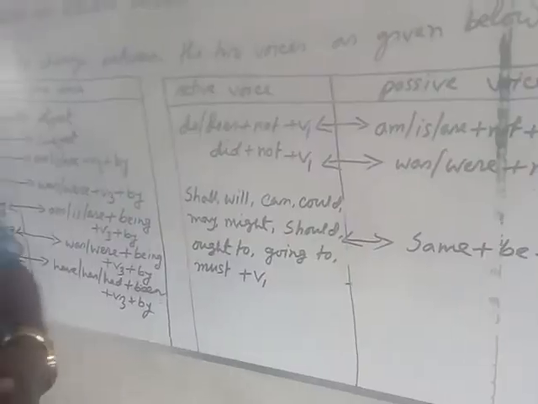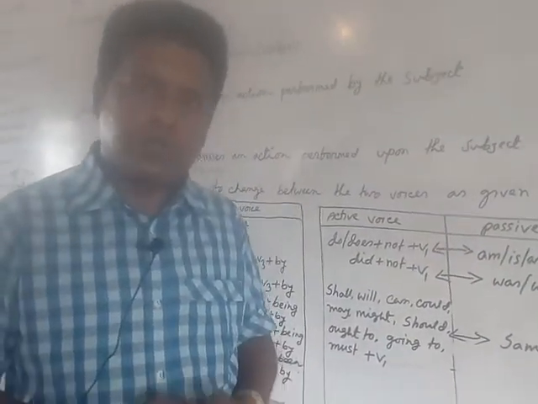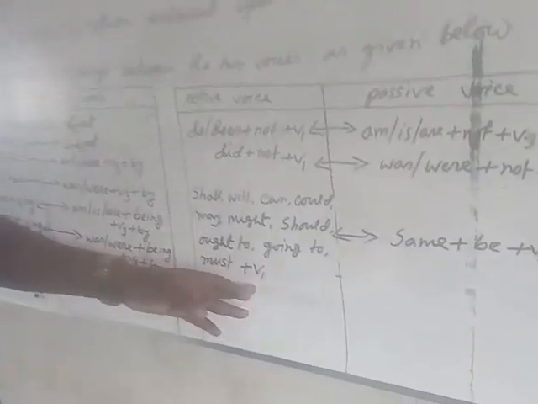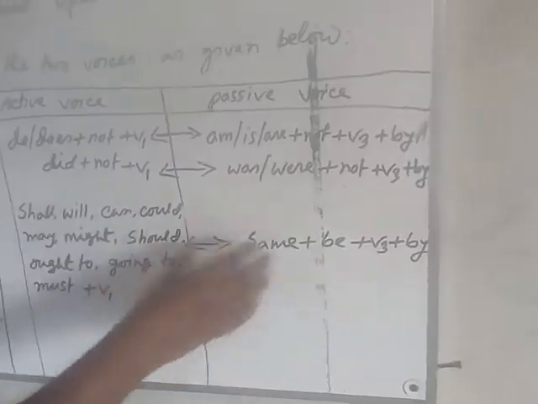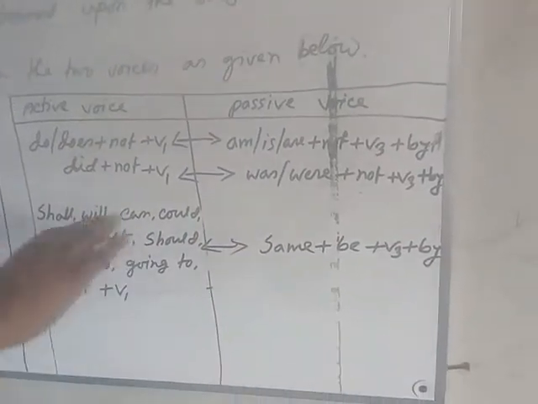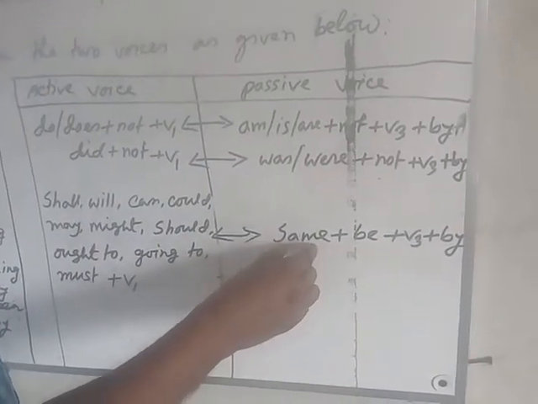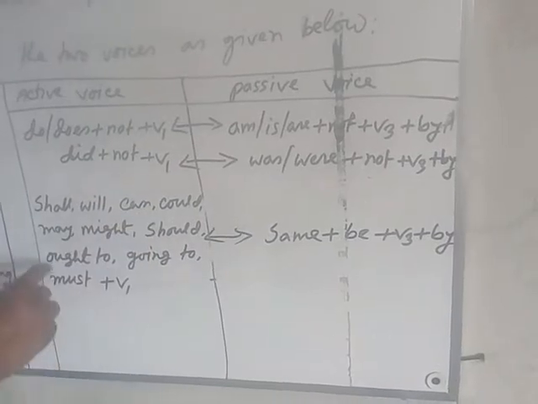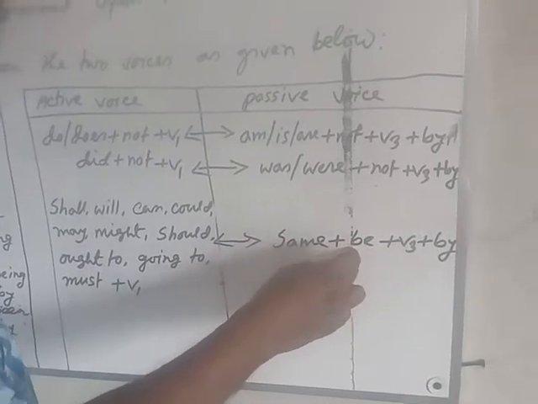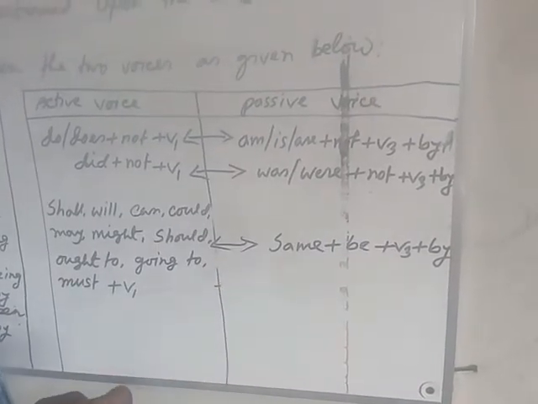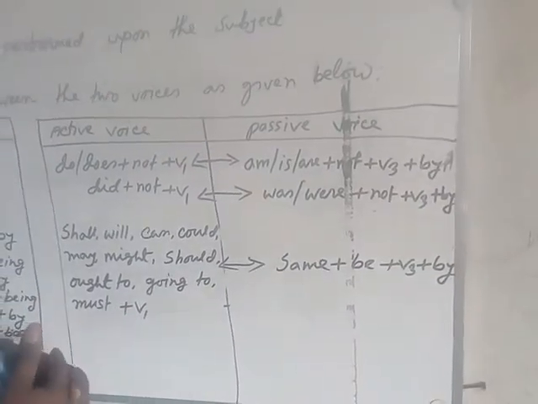And you all know that after a modal auxiliary verb, verb 1 is always put, and that is why modal plus verb 1 will be changed into passive voice. The same applies to the whole set of modal auxiliary verbs, and here modal auxiliary verbs plus the extra auxiliary verb be will be used, plus V3 plus by.